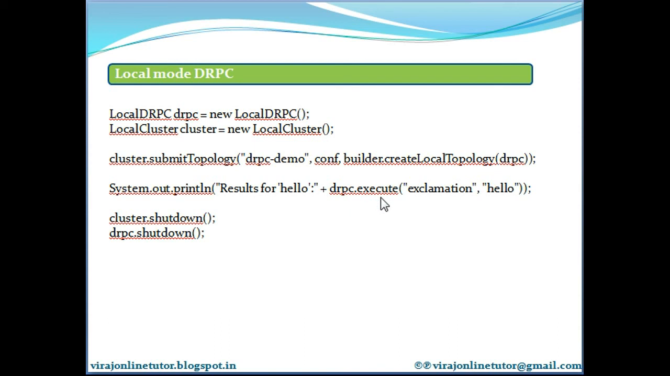And this is how the local mode DRPC can be run. Using this object, the execute method is invoked, and then I'm shutting down the cluster and I'm shutting down the DRPC here.